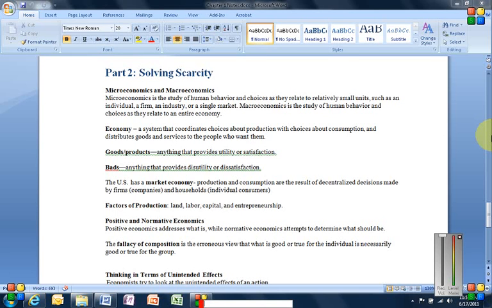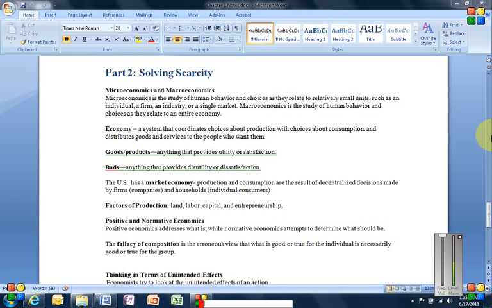So we quite frequently talk about goods or products. These terms are interchangeable, so I'd add them to your thesaurus, as well as services. Goods are anything that provide utility or satisfaction for the consumer. A bad is the opposite, anything that provides disutility or dissatisfaction, or perhaps harms the person who consumes that good or service.